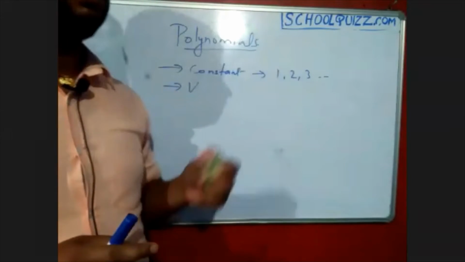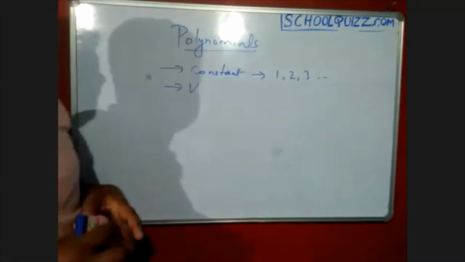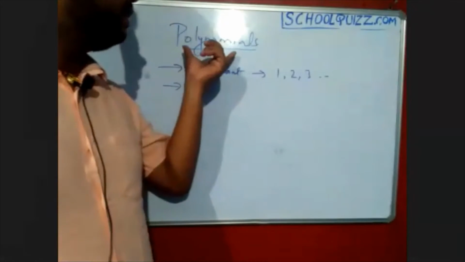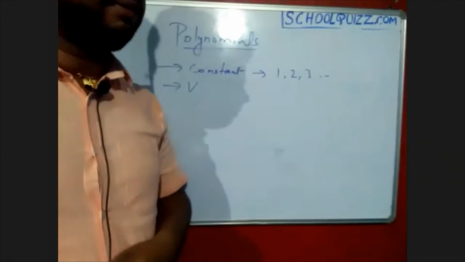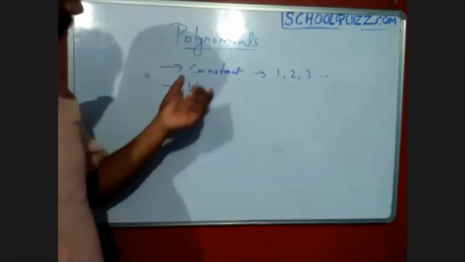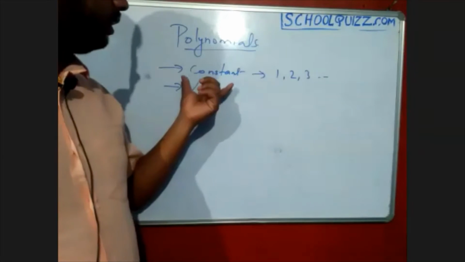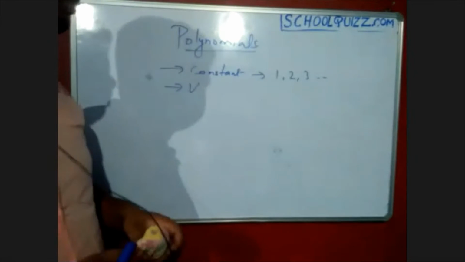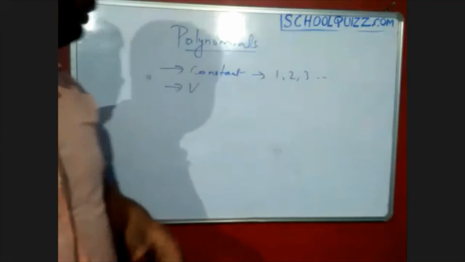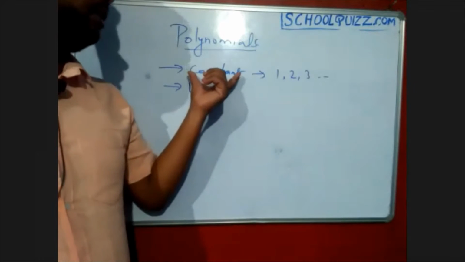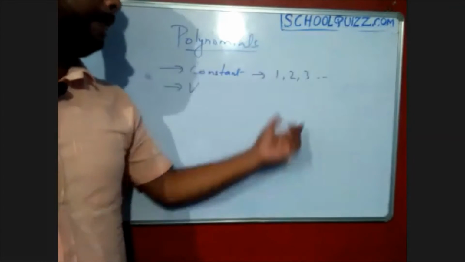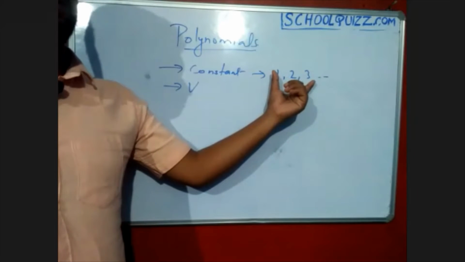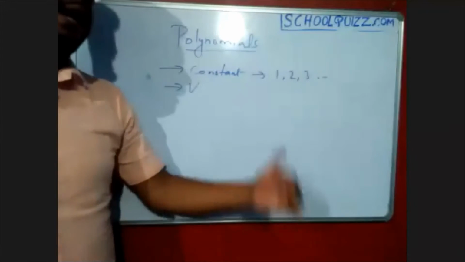So let's see the meaning of polynomials. By seeing the topic name only we can say many terms. Poly means many and nomials means the terms, the number of terms. Before understanding the terms, there are some points we have to understand. The first one is constant. What does constant mean? The term whose value is fixed, which never changes in any scenario.